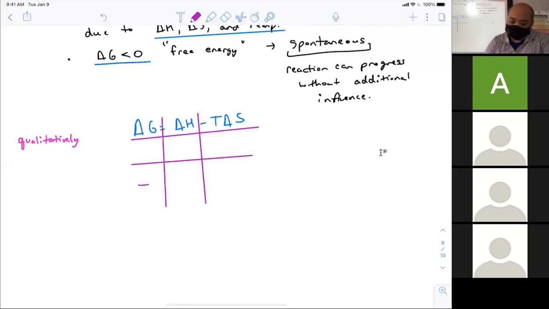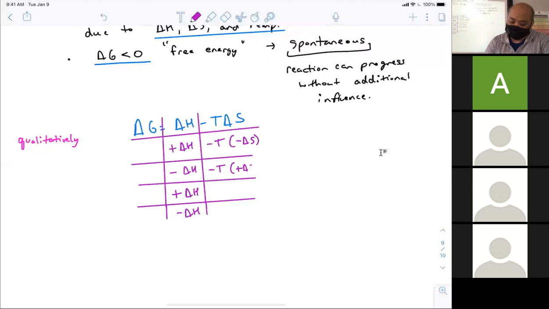So you have really 4 possibilities for what a reaction can be. It could be positive delta H or negative delta H, combined with minus T times positive delta S or minus T times negative delta S. Those are really your only 4 combinations.